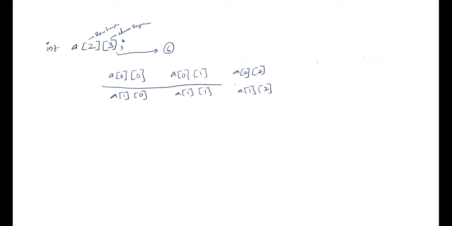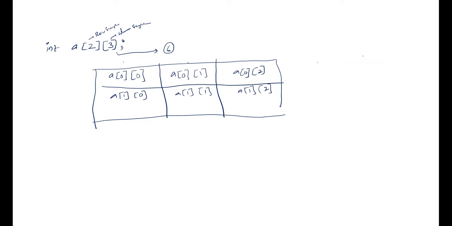How did I write it? This is the column index, and this is the row index. Remember, the index starts from 0, 1, 2. For the column size, there are three columns, therefore 0, 1, 2. And the row size is 2, so 0, 1.